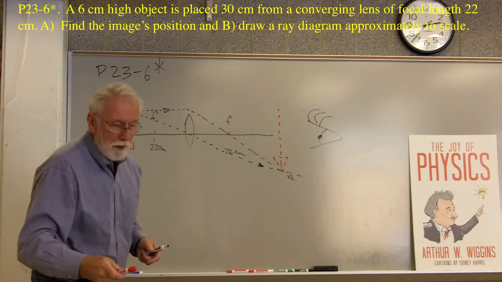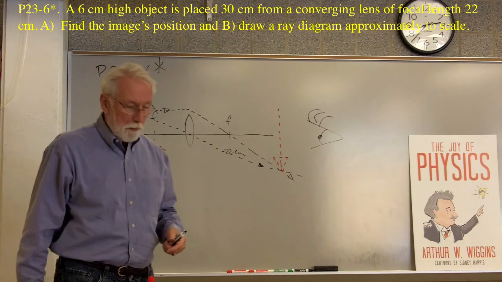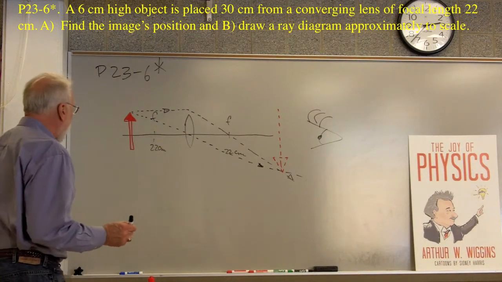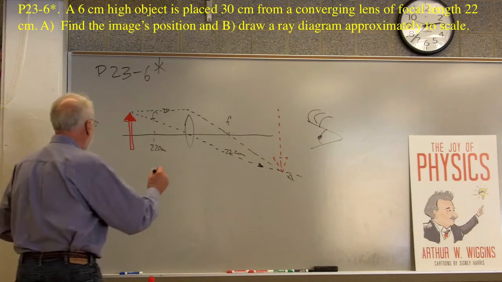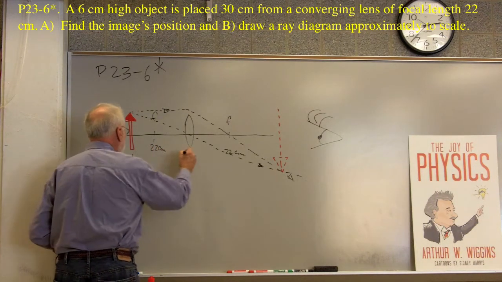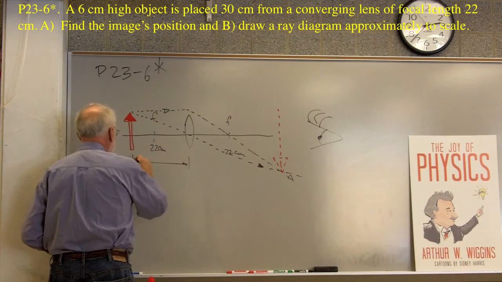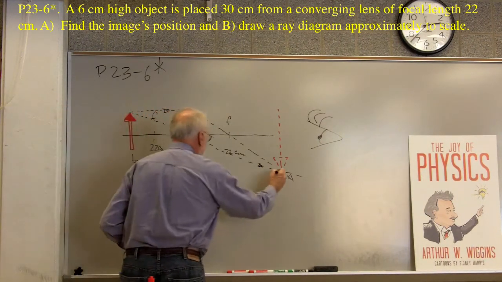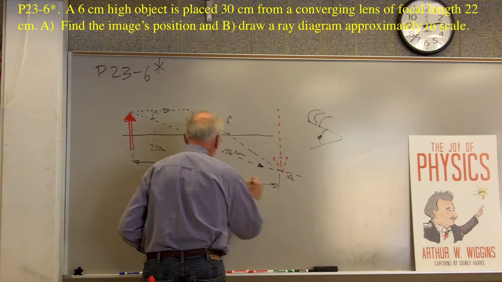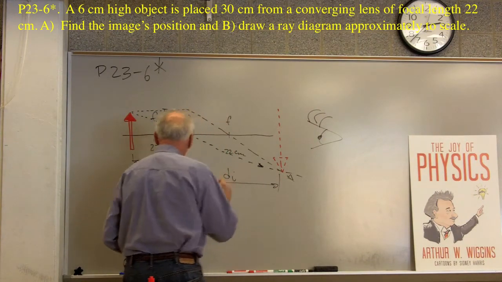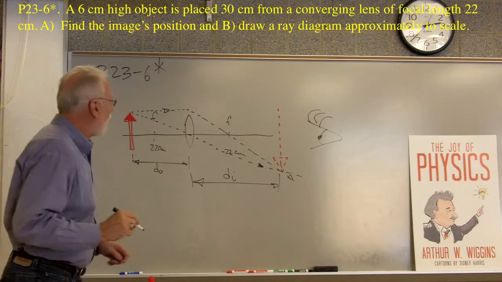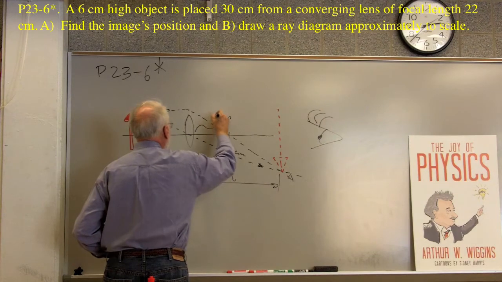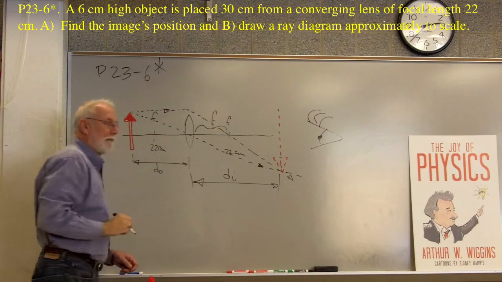Now we have a little bit of a problem here in the sense that it says find the image's position. Well, we can't find the image's position directly from the diagram, unless we drew the diagram really accurately. But as it is, we can say that this distance here is d of the object, dO. This distance here is the distance of the image, di. The focal length is this thing that's called f. So there's the focal length.